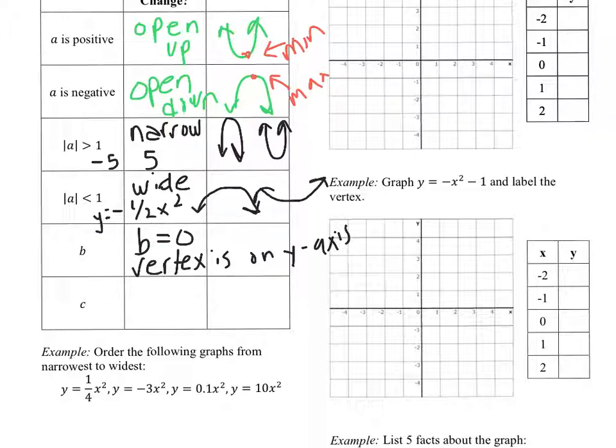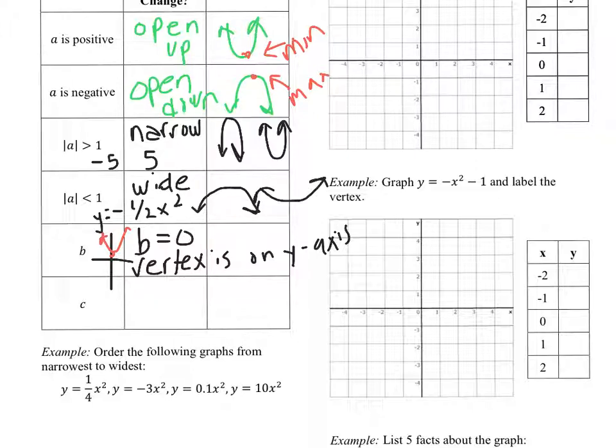Otherwise it's going to shift left and right, but it doesn't shift based on what the value of b is. If b is 3, it's not like it's shifting right 3. It's more complicated than that. You just have to know that if b is 0, it's going to be centered on the y-axis. For example, it looks like this. If this is my coordinate plane, b is 0. See how the line of symmetry is on the y-axis? That's what it would look like.